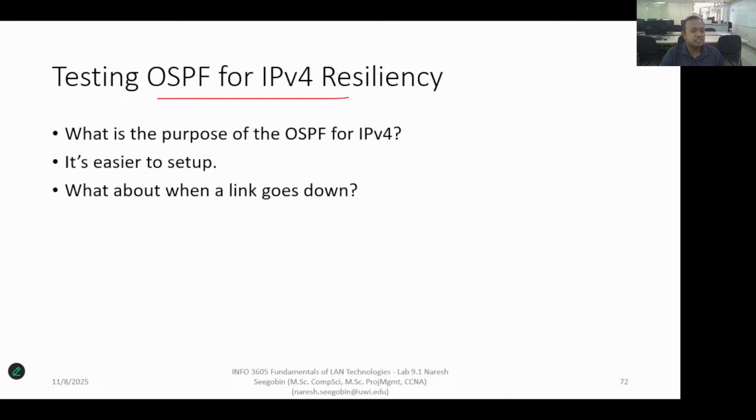Right, testing the OSPF for IPv4 resiliency. Right, so some questions. What is the purpose of the OSPF for IPv4? Right, main thing really, it's not just easier to set up, but you don't have to do too much rechecking of your links if your link goes down. Now this is just like RIP. So as far as I'm concerned, all the labs do the same purpose in terms of not just easier setup. It handles resiliency in a much shorter time frame, right? So all of them do the same thing.